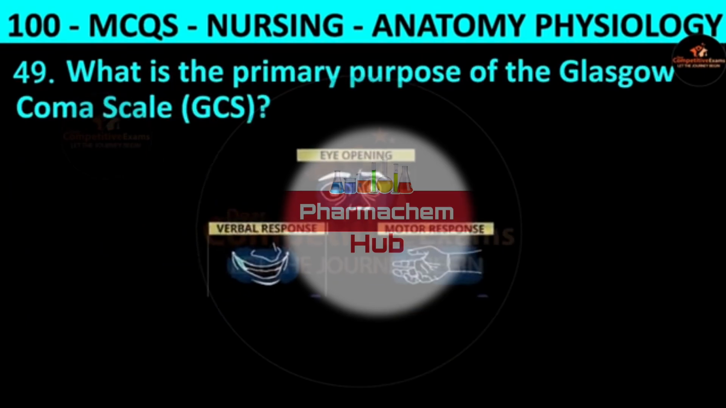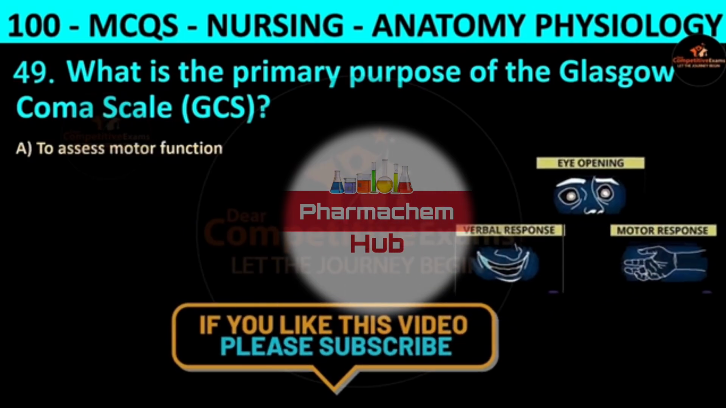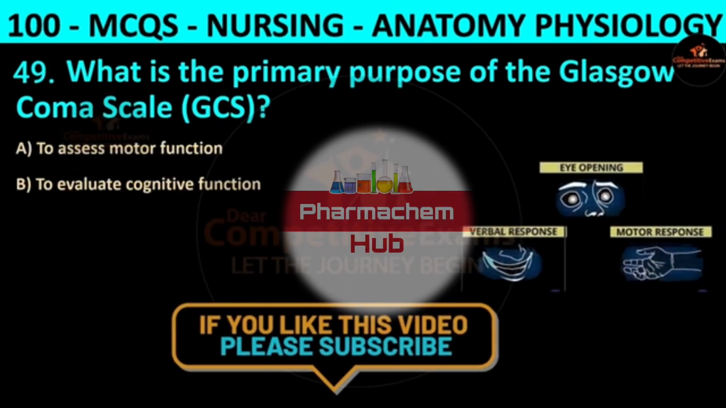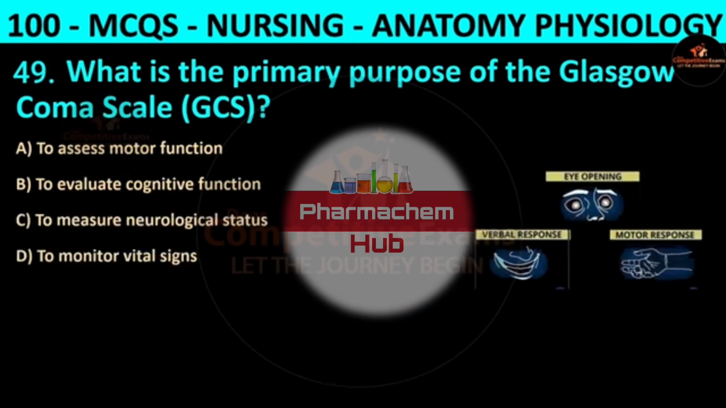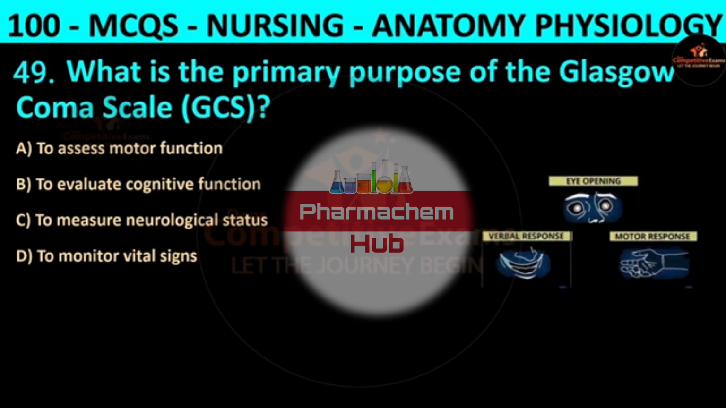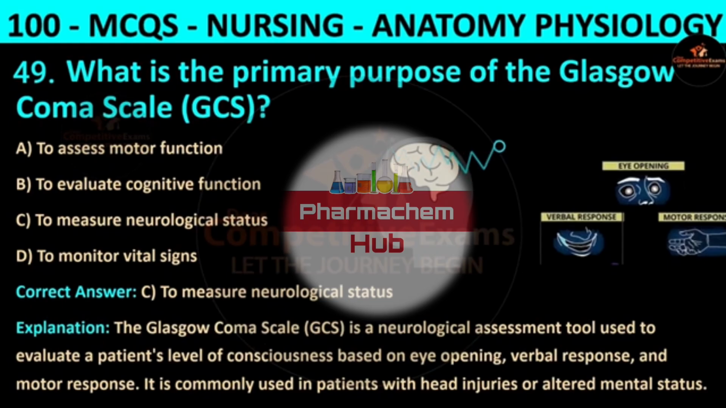Question number 49. What is the primary purpose of the Glasgow Coma Scale, GCS? Your options are to assess motor function, to evaluate cognitive function, to measure neurological status, or to monitor vital signs. The correct answer is C, that is to measure neurological status. The Glasgow Coma Scale is a neurological assessment tool used to evaluate a patient's level of consciousness based on eye-opening, verbal response, and motor response. It is commonly used in patients with head injuries or altered mental status.